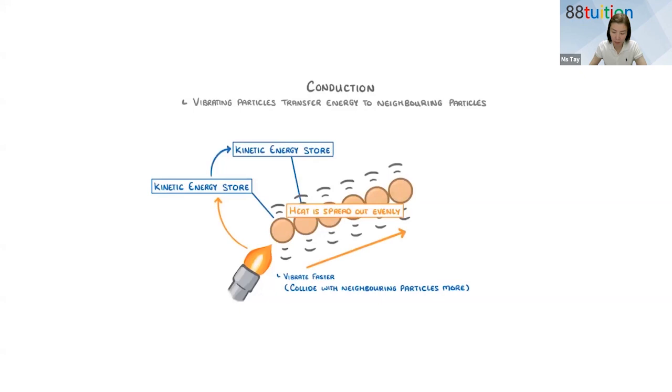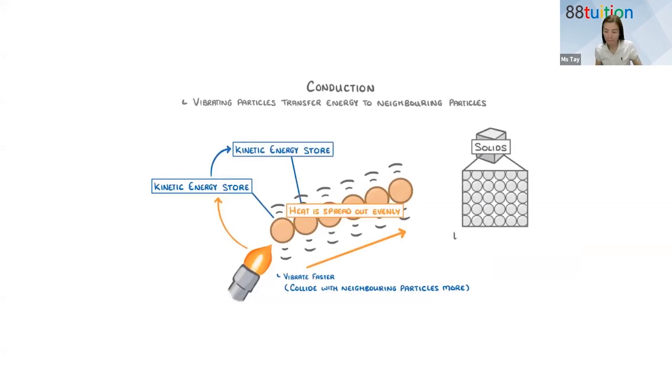Now, the reason that conduction occurs mainly in solids is because the particles in a solid are held together really closely, which means there's lots of collisions that pass on the energy. Whereas in liquids and gases, the particles are all further apart, and so they don't collide as much.